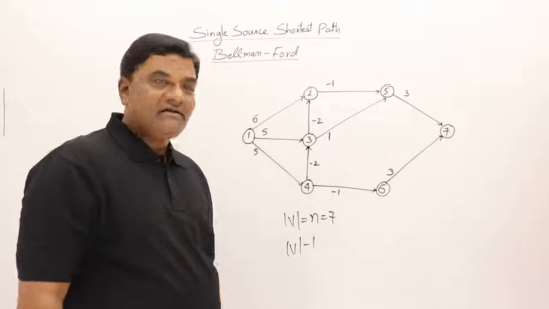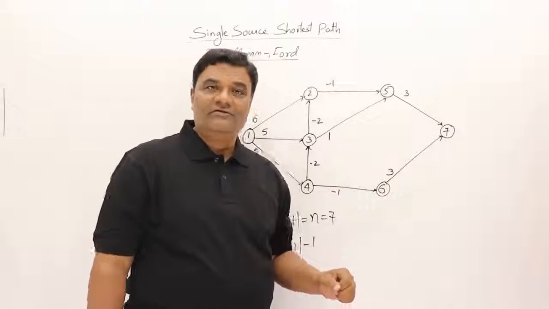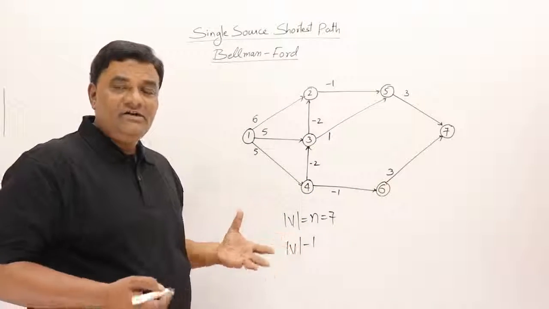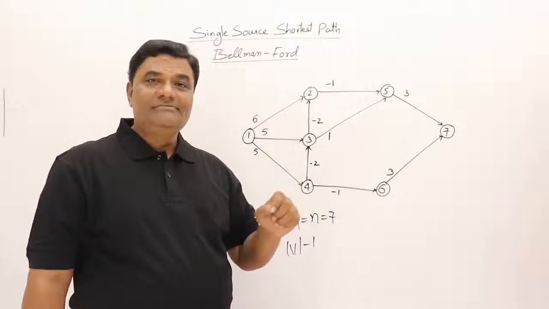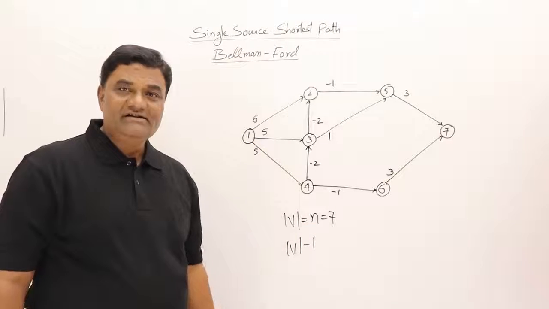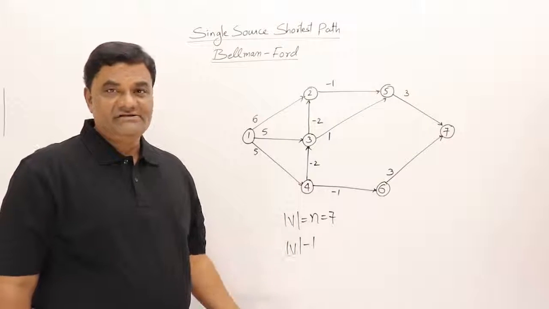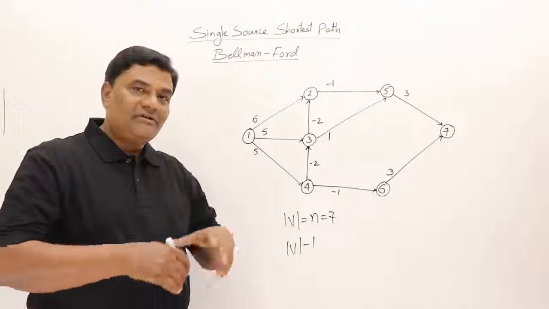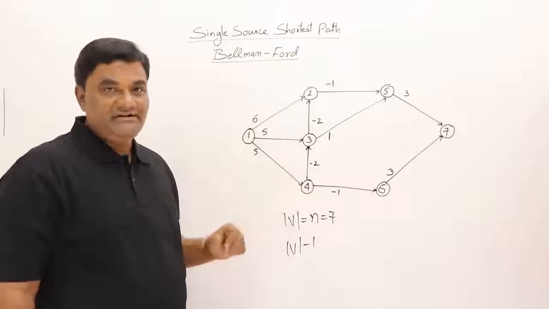What is the idea here? If from the source vertex, the longest distance may be of all the edges, then total how many edges may be there? So from 1 to 7, there can be maximum 6 edges. So if you are going on relaxing the edges, we may get a longest path also that is of 6 edges, right? So it will cover all possible paths if you relax all of them for 6 times.